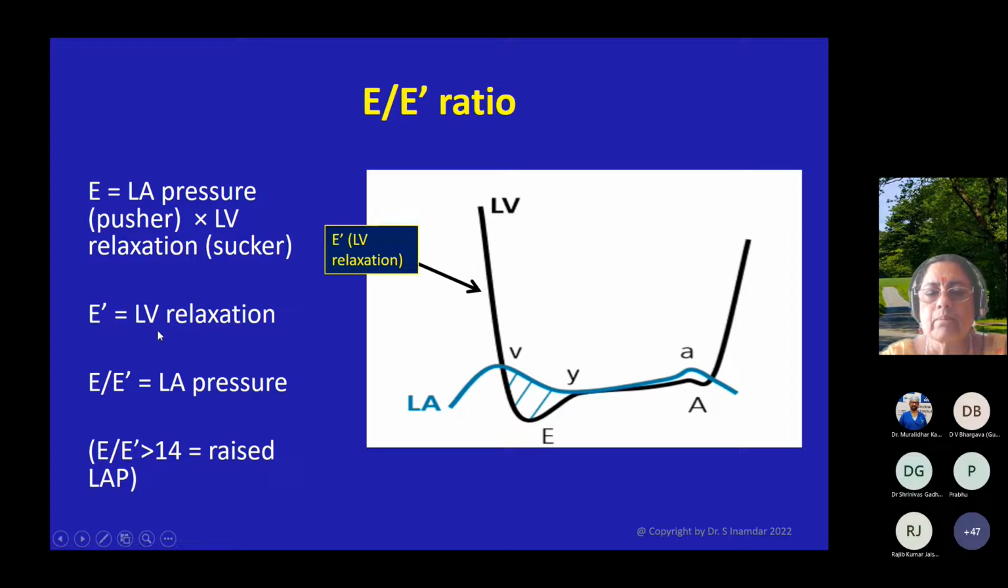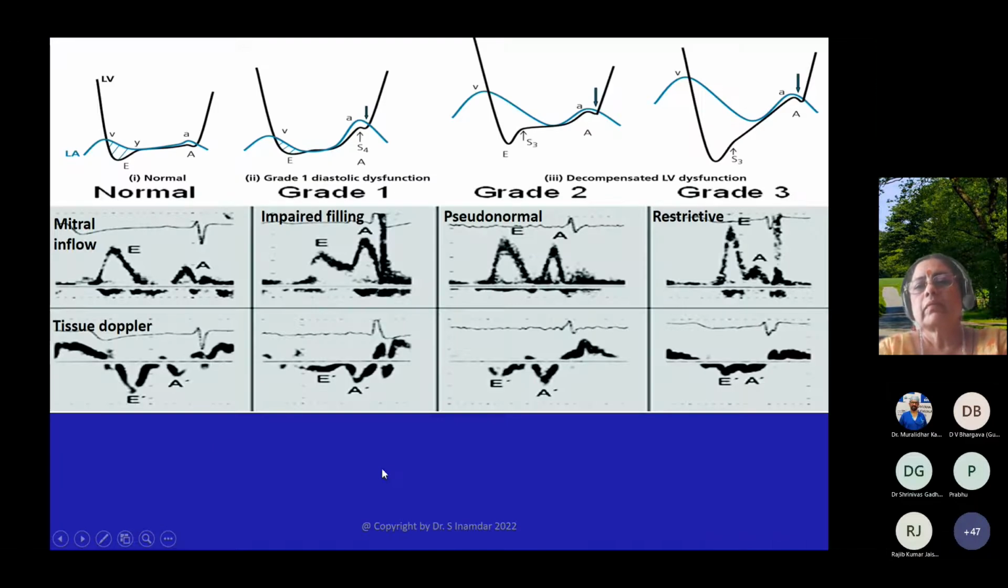But E prime, which is a tissue velocity, is a function of only LV relaxation. So if we divide this, what remains is LA pressure, and that is the crux of the matter, and that is the most important parameter one should know during diastology. So E by E prime, when it is 14, it is raised LAP.